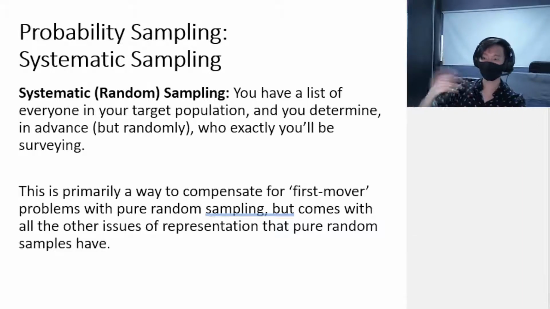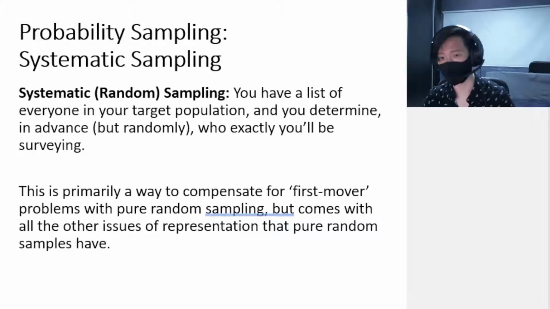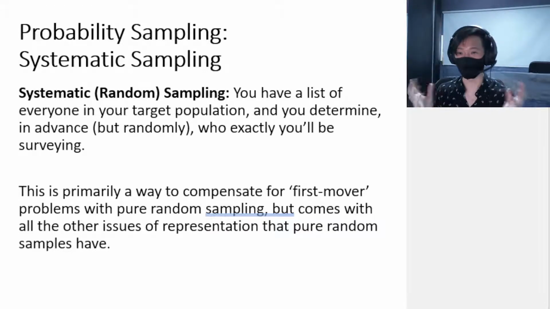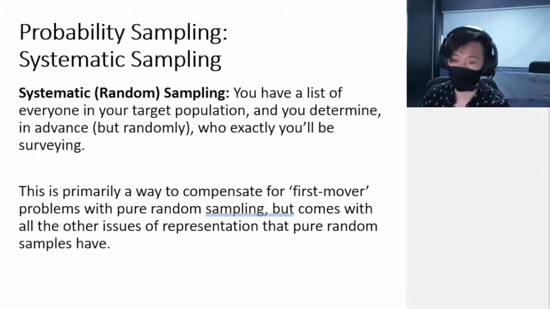But it does come with the same issues of representation that other random samples have. Like, how do you know that these people do actually represent the population of interest? And one other interesting issue that arises with systematic sampling is this entire first mover thing. Certain people may appear first on the list for certain reasons, and you may not know what these reasons are until after you get them, and you can't account for them if you don't know that. So all the issues of random sampling still show up with systematic sampling.